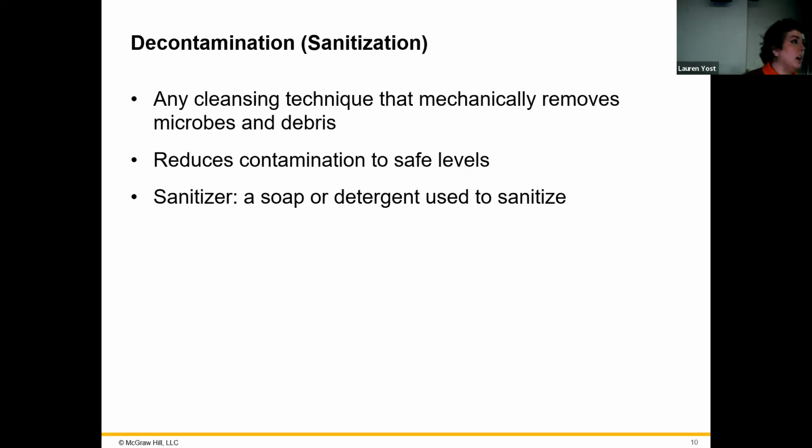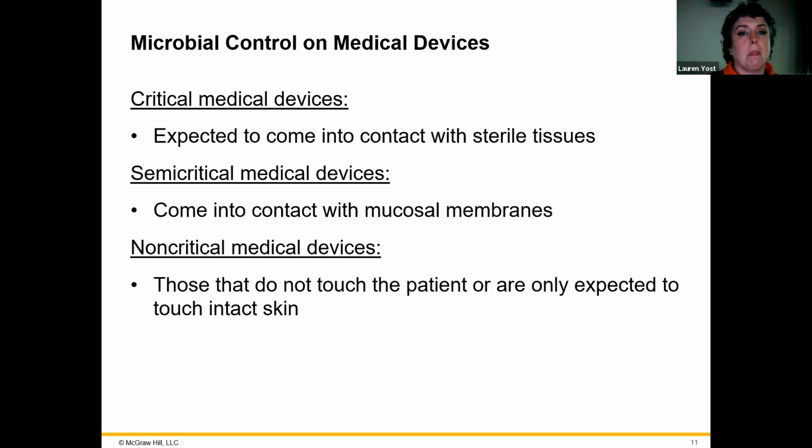So if you go outside and you are walking on the grass without any shoes on and you get inside and you want to wash your feet off because you got mud on your feet, you're removing the microbes, but you're also removing the dirt and things like that. So decontamination can refer to that as well. So removing the debris that's associated with it.